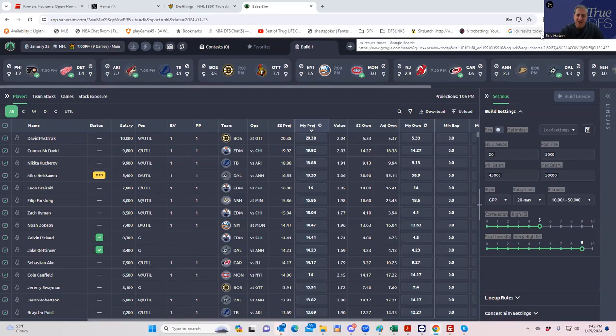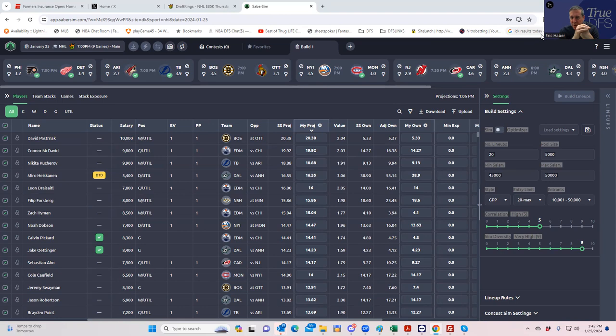Hey everybody, this is Sheets, and I'm going to be going over the NHL slate for this evening, showing a process that I use to build my lineups, both my big buy-in and also the portfolio of MME lineups. We're going to take a look at my sheets. We're going to take a look at Saber Sim. We're going to take a look at the contest sims.